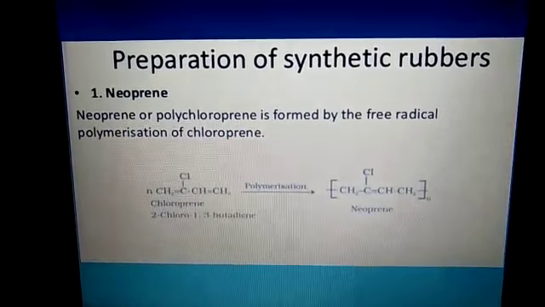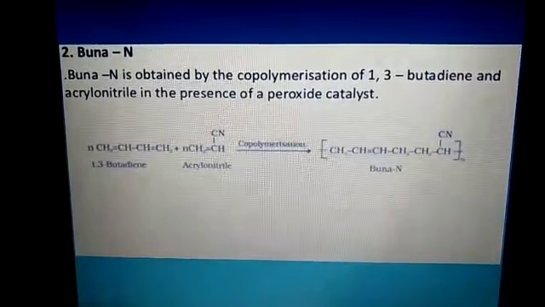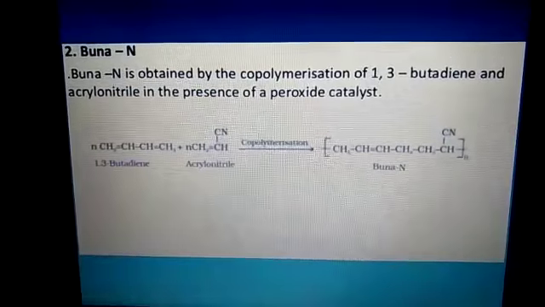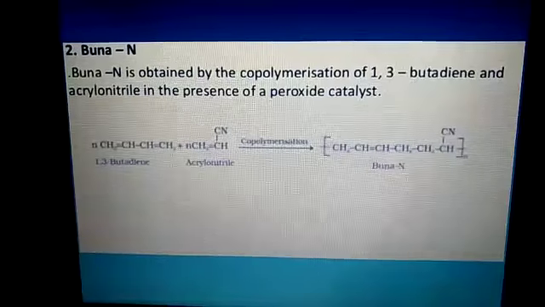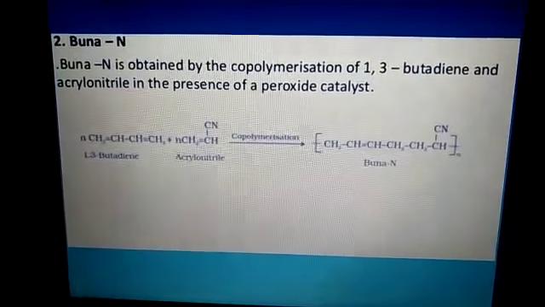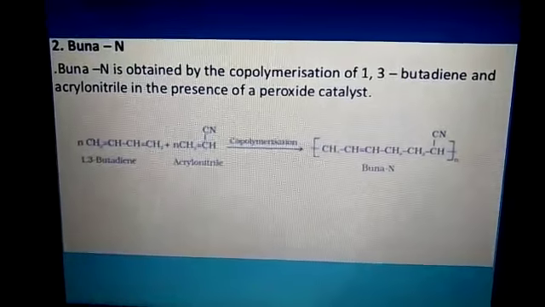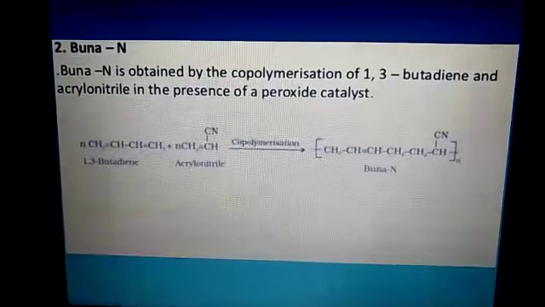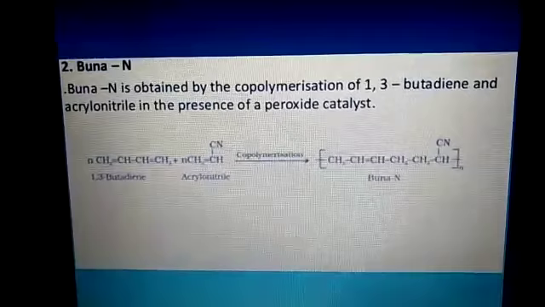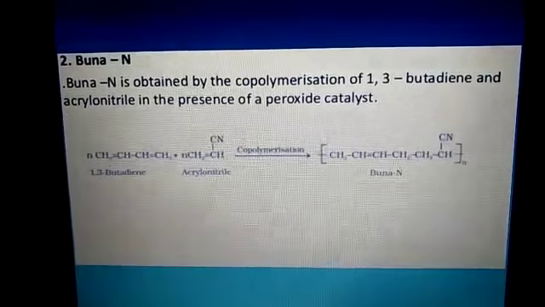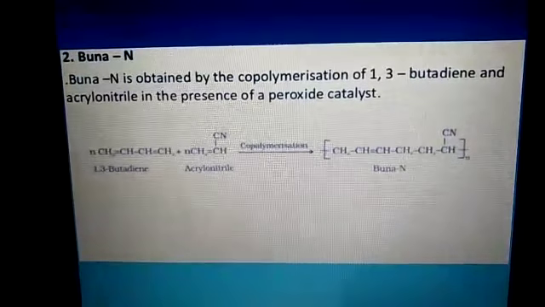Buna-N, it is also known as nitrile rubber. Buna-N is obtained by the copolymerization of 1,3-butadiene and acrylonitrile in presence of peroxide as a catalyst. Here the letter N in Buna-N stands for acrylonitrile. It is resistant to the action of petrol, lubricating oil and organic solvents. It is therefore used in making oil seals, hoses and tank lining.